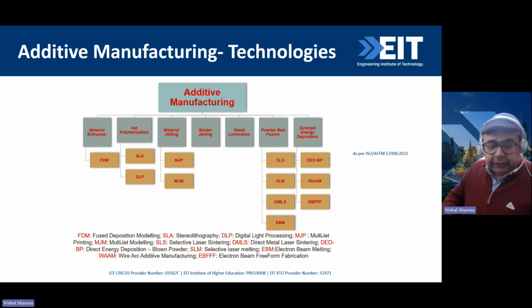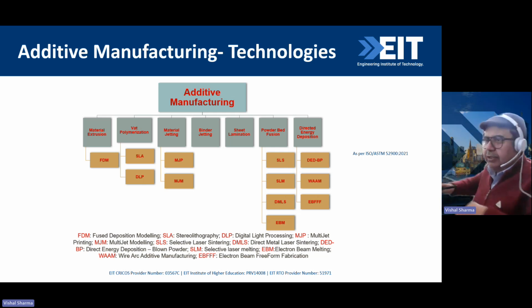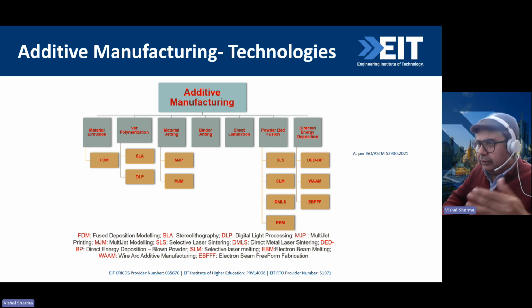Okay, now different types of technologies. So we have 7 different types of technologies as per ISO standard. Now, if I want to make a certain part, then how do I select a technology? Okay, so these are the 7 types of technologies, and under each technology there are a few more technologies available, but they are related to these seven technologies. So in the subsequent slides, I'll not be talking much about sheet lamination, but I will be talking about one type from each technology.